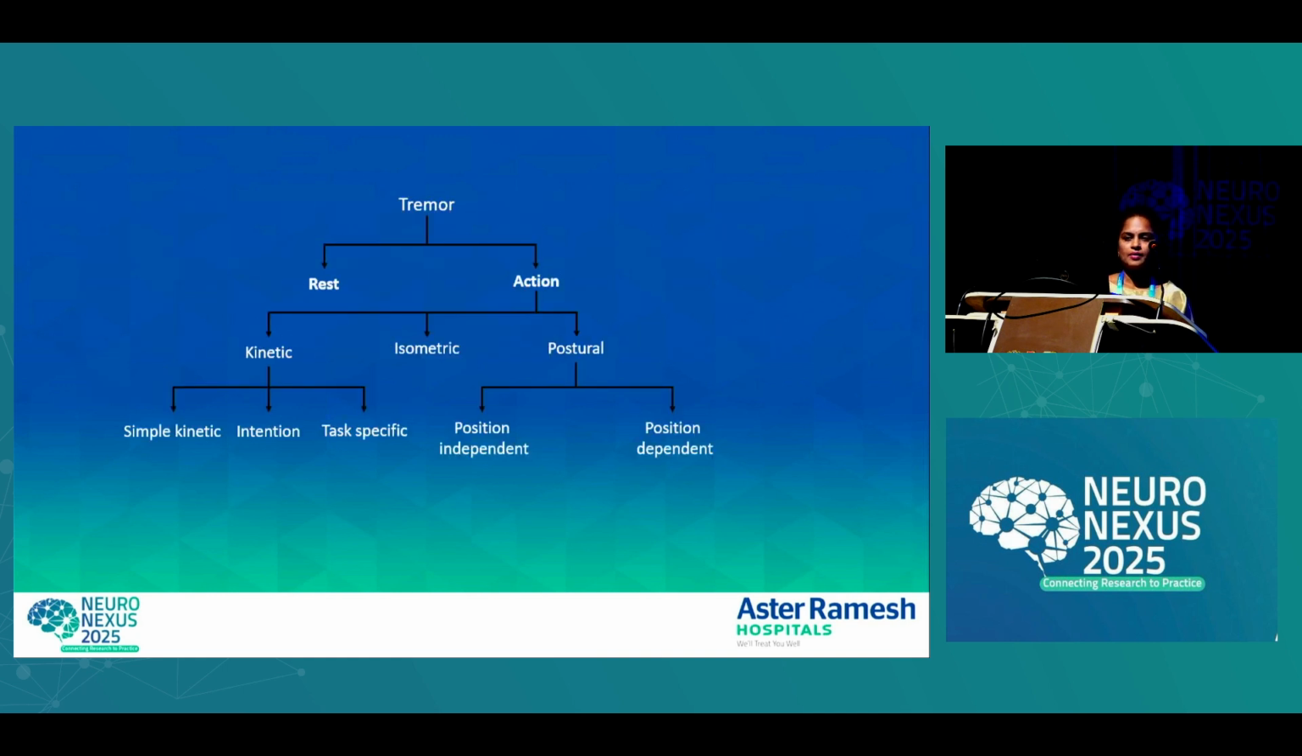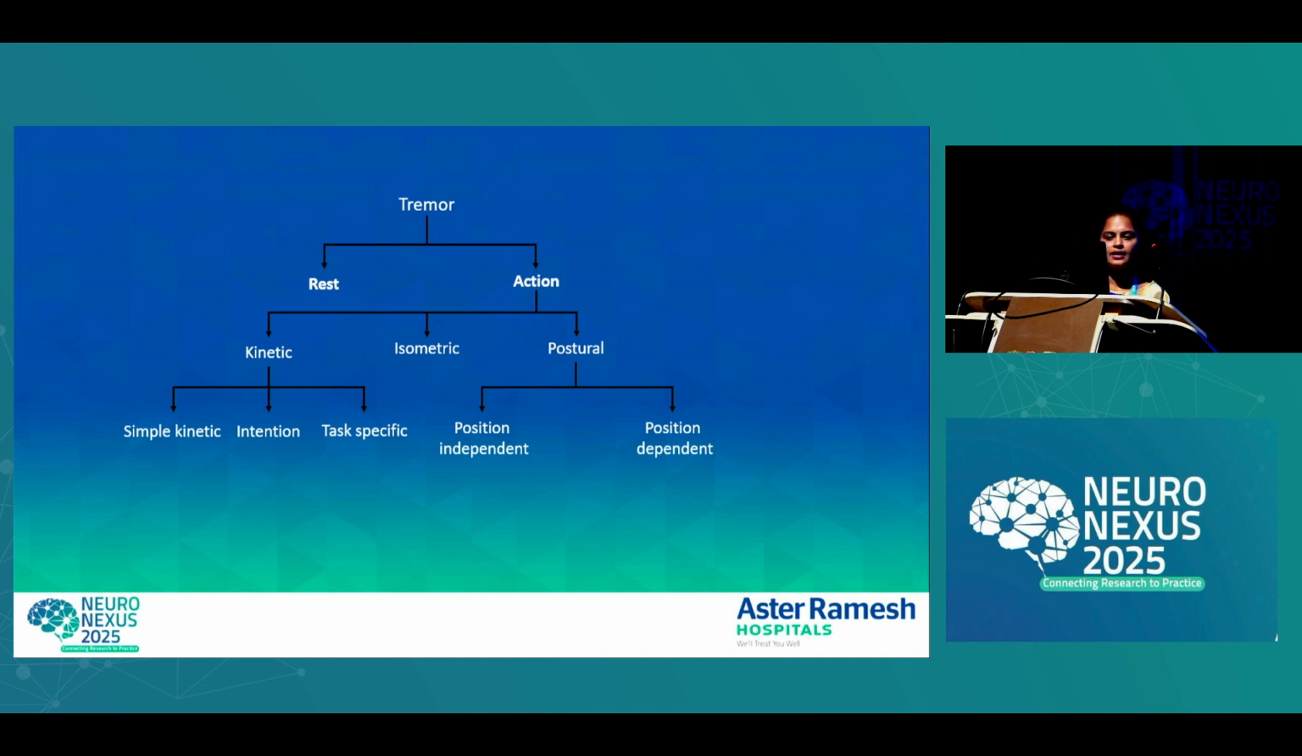So clinically, tremor is broadly classified into rest and action tremor. Rest tremor is tremor occurring in a body part when it is completely supported against gravity and not voluntarily contracting. And action tremor is when the body part is actively contracting. It is further divided into kinetic, isometric and postural tremor.